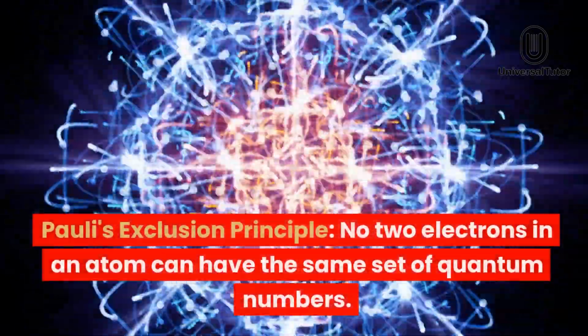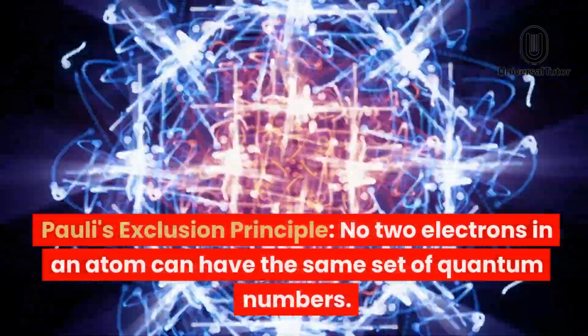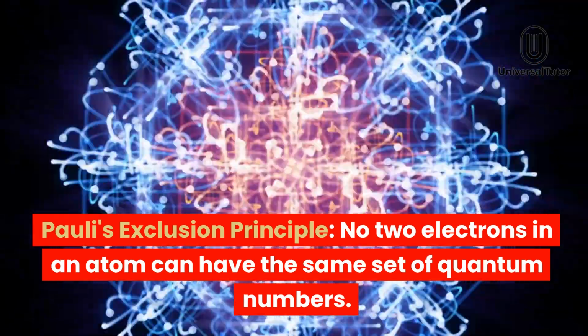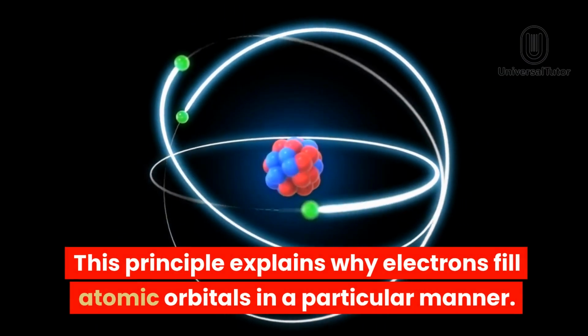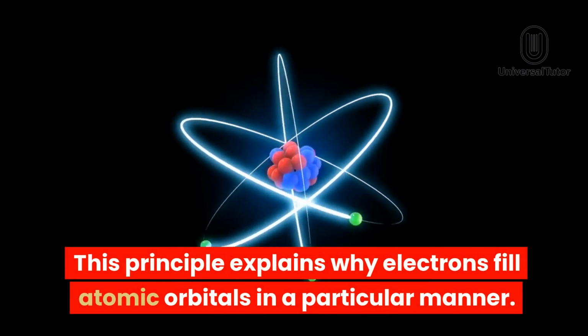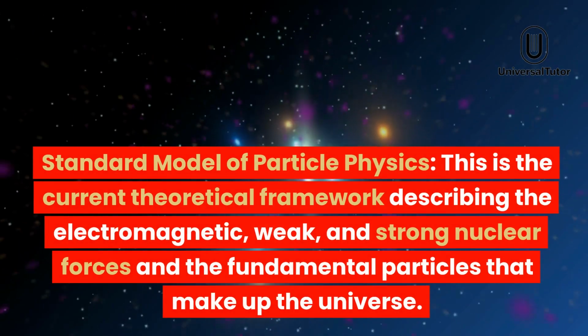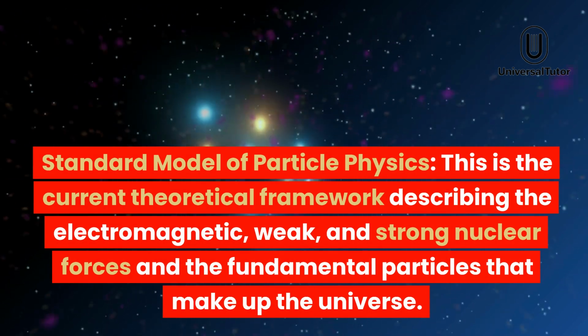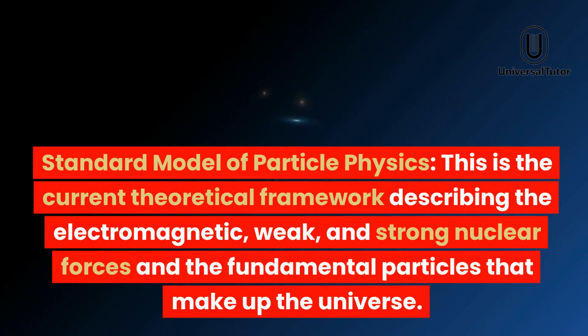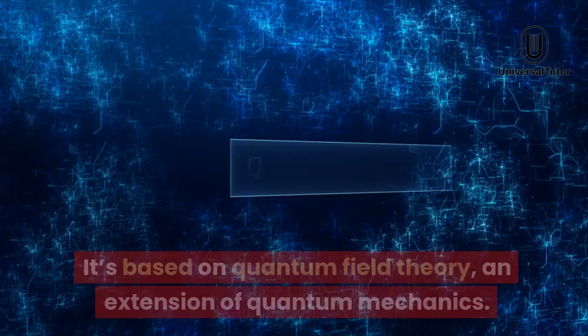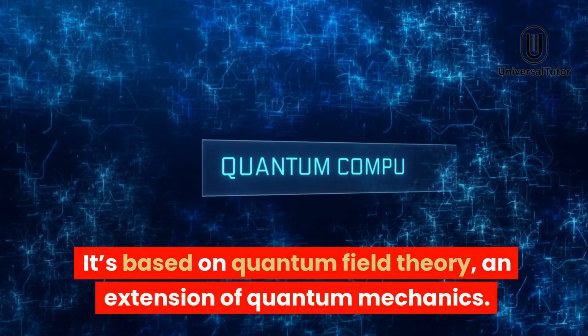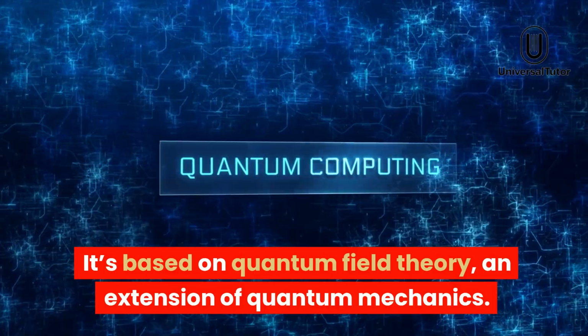Pauli's exclusion principle. No two electrons in an atom can have the same set of quantum numbers. This principle explains why electrons fill atomic orbitals in a particular manner. Standard model of particle physics. This is the current theoretical framework describing the electromagnetic, weak, and strong nuclear forces and the fundamental particles that make up the universe. It's based on quantum field theory, an extension of quantum mechanics.